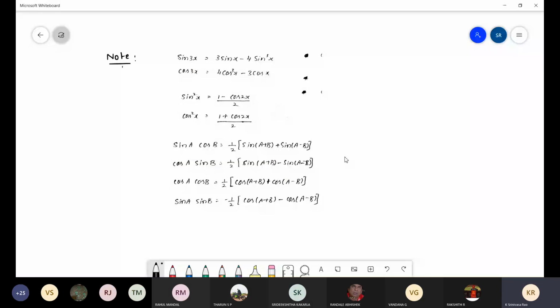Yes, I'll continue calculating the particular integral. I am sharing the board: particular integral for trigonometric functions. Before going to that, we require these basic formulas. Just take down this formula.